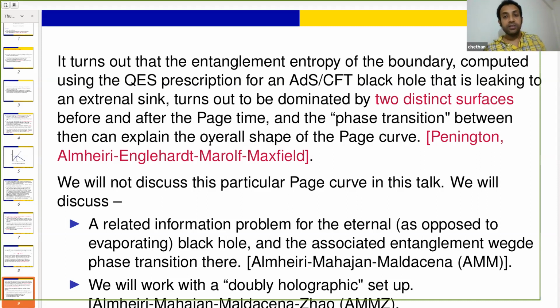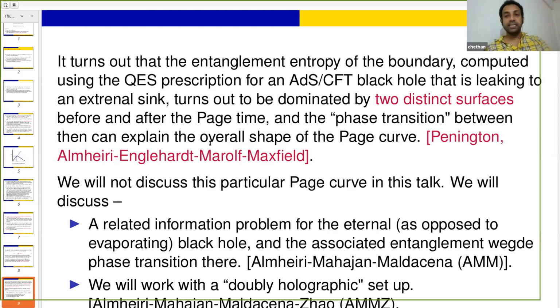So when that happens, the point now is that, and this is where I'll just tell you the story, the entanglement entropy of the boundary, so the entire boundary in AdS, when the AdS is coupled to a sink, if you compute the quantum extremal surface, it turns out that there is a change in the relevant quantum extremal surface that happens after the Page time. Essentially because of the trade-off between the two terms that are there in the quantum extremal surface formula. And this trade-off between these two terms, you can immediately translate to a statement about the rising part and the lowering part of the Page curve.